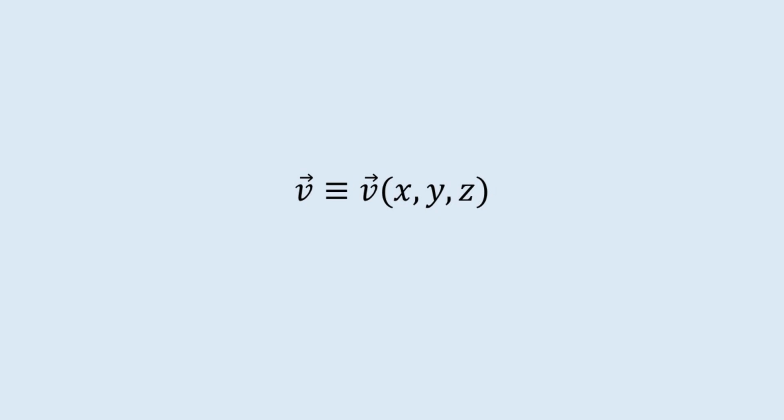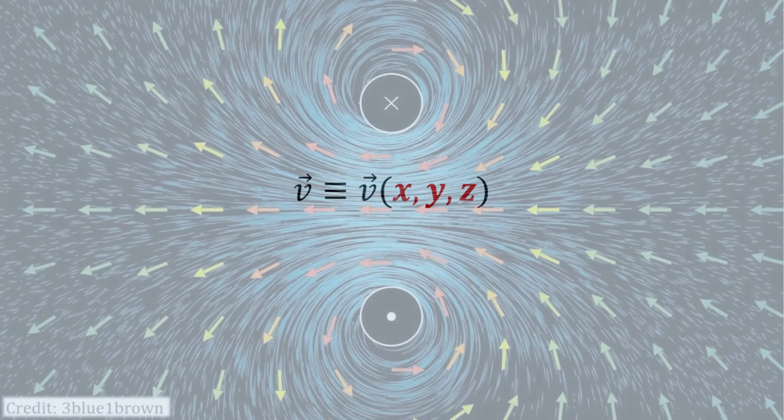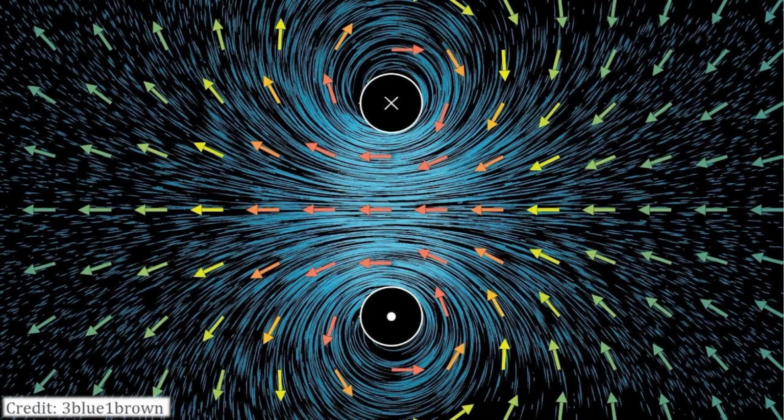A vector field is a function that associates a vector to every point in space. Here we refer to physical three-dimensional space, represented by the Cartesian coordinates x, y, and z. Magnetic fields, here produced by two wires carrying currents in opposite directions, are a prime example of a vector field.